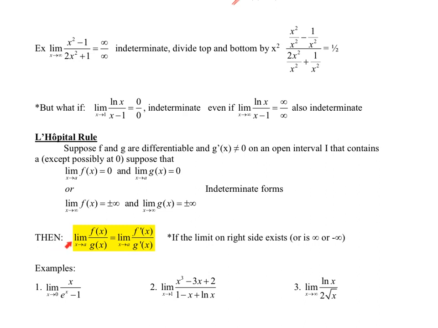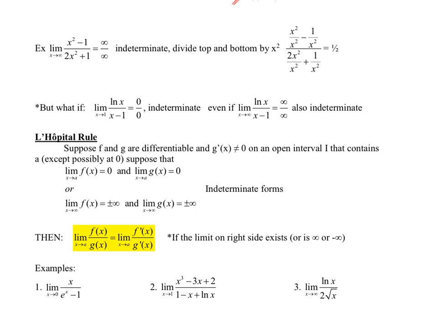He said then the limit as x approaches a of f of x over g of x is going to be the same exact thing as the limit as x approaches a of f prime of x over g prime of x, if the limit on the right side exists or is infinite or negative infinite. Wait, what does this mean? Let's back it up. He's saying, if you can't do this directly and you get an indeterminate form, just take the derivative of the top, the derivative of the bottom, and try it again. What? Derivative of the top, derivative of the bottom, and try it again.